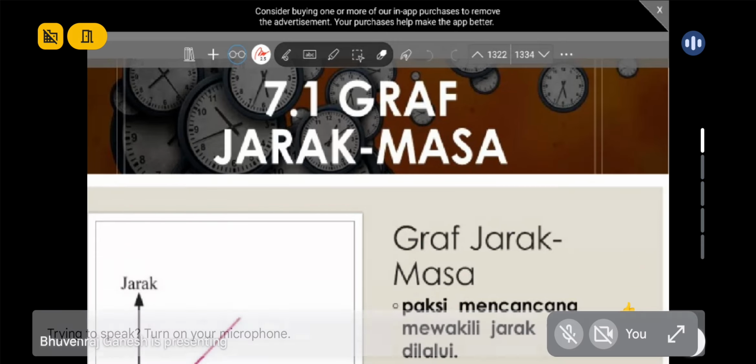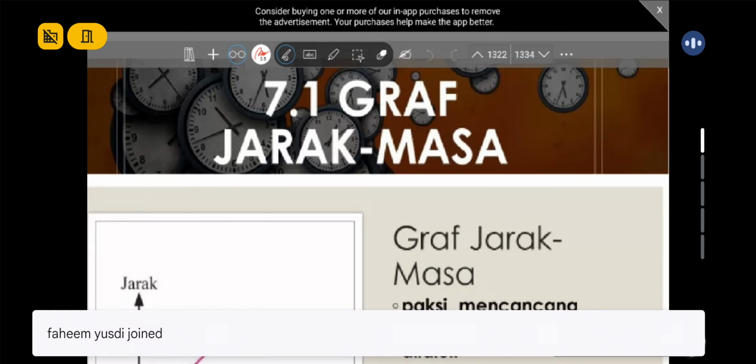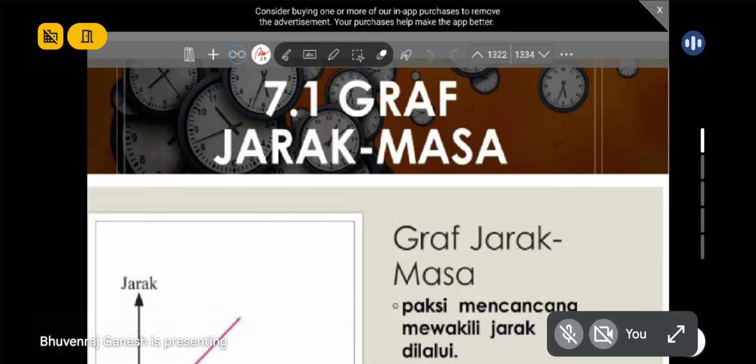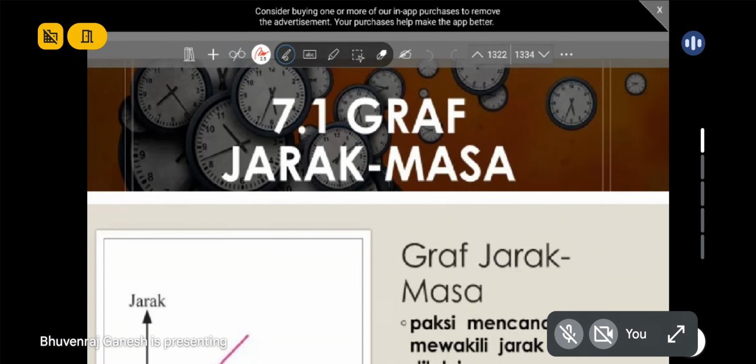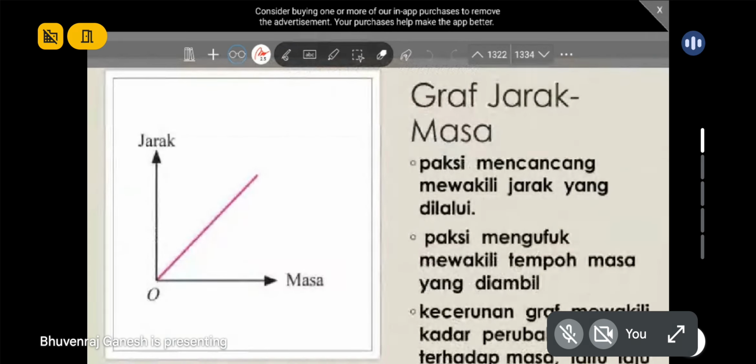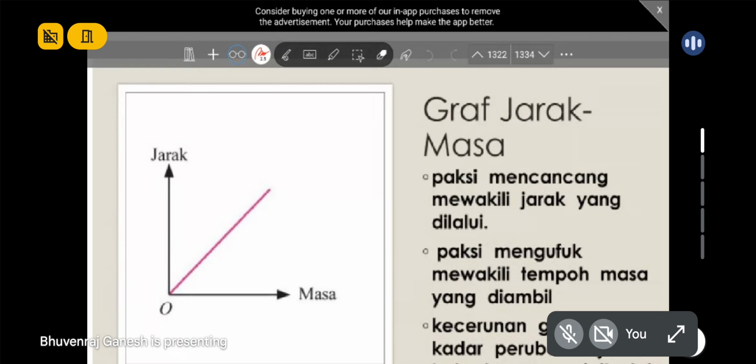Okay, so today is on Form 4 Chapter 7, new topic. Bab yang baru. We will learn about the distance time graph. Graf jarak masa. About the distance time graph, you guys need to know some basics.